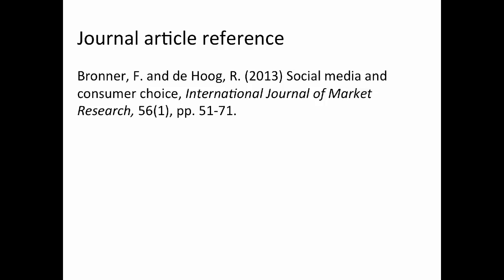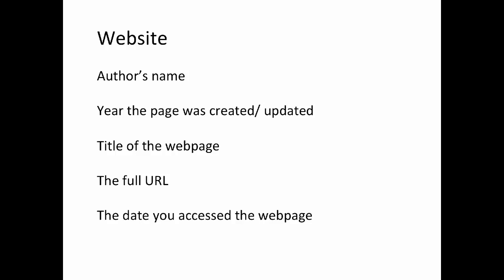Lastly, let's look at referencing a website. In order to do this, you will need the author's name. When there isn't an author, you can use the corporate author, for example, the BBC. The year the page was created or updated, title of the web page, the full URL, which is the link in the address bar at the top, the date you accessed the web page.